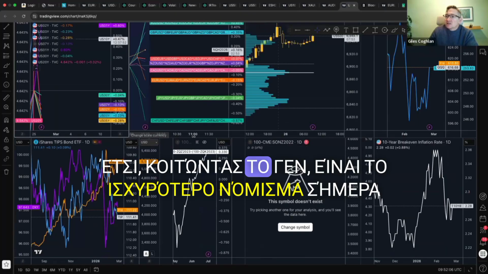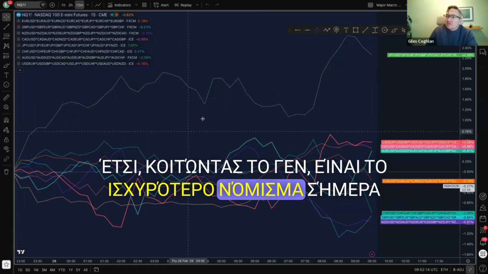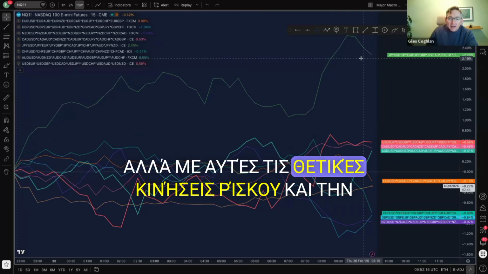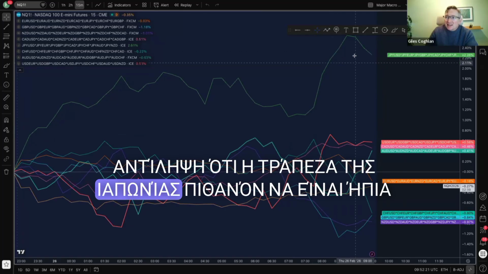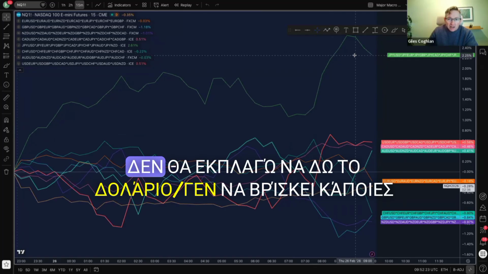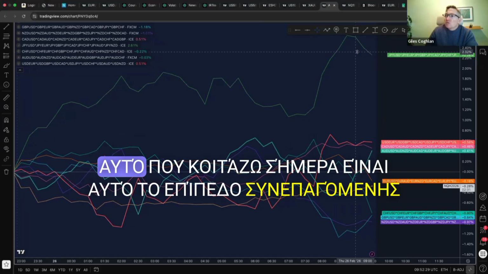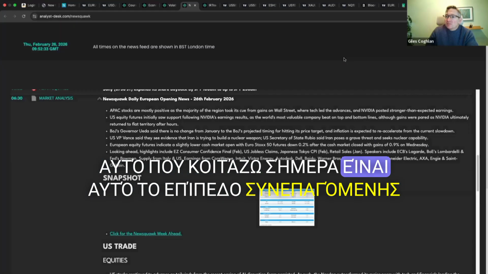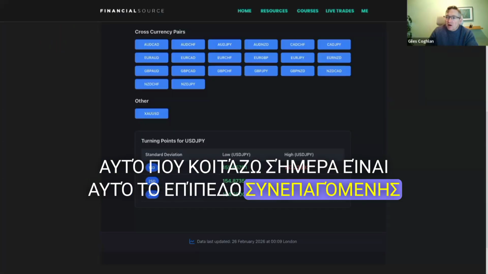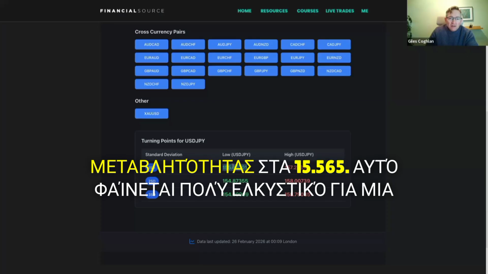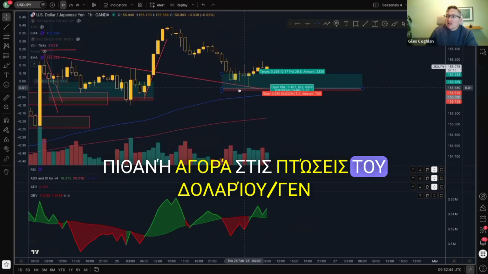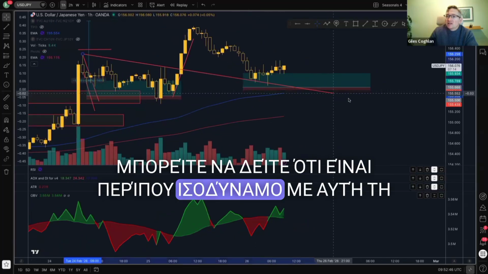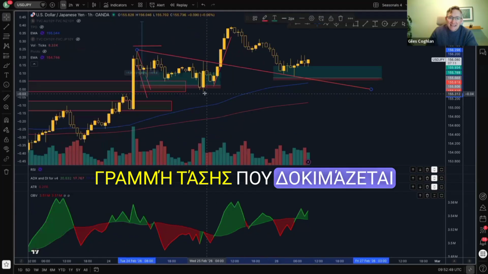So just taking a look at the yen, it is the strongest currency today, but with those positive risk-on moves and the perception that the Bank of Japan is likely to be dovish, I wouldn't be surprised to see the dollar yen finding some dips. What I'm looking at today is this implied volatility level at 155.65. That looks very attractive for potential dip buying on the dollar yen. You can see it's roughly equivalent to this trend line that's being tested.